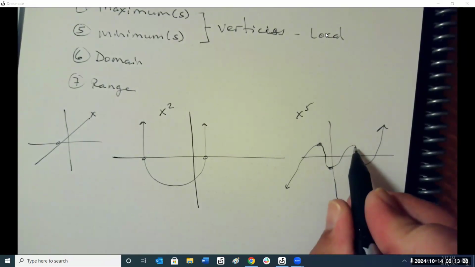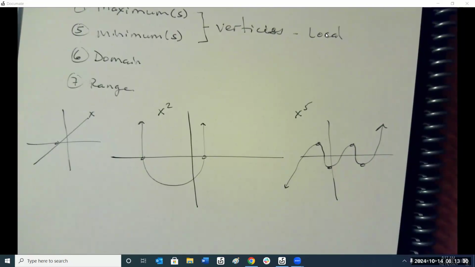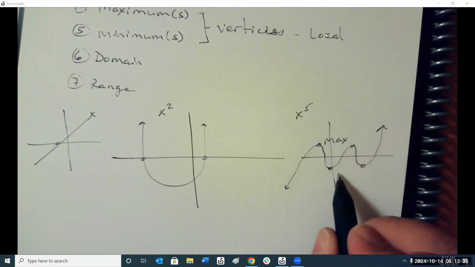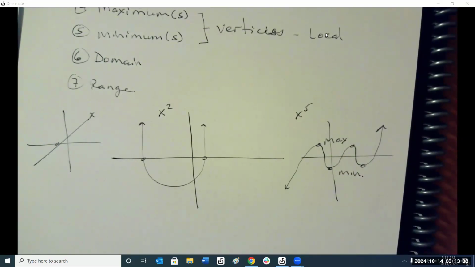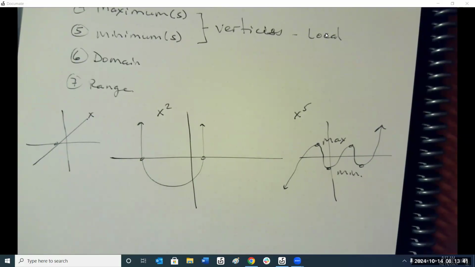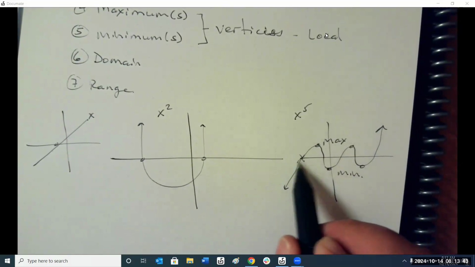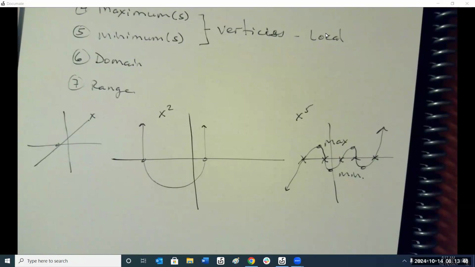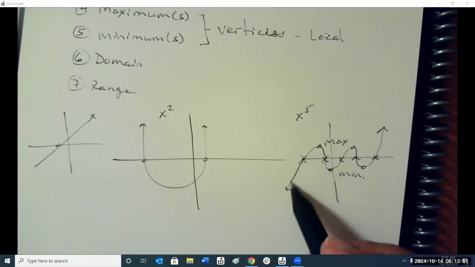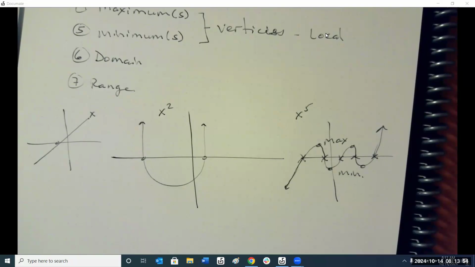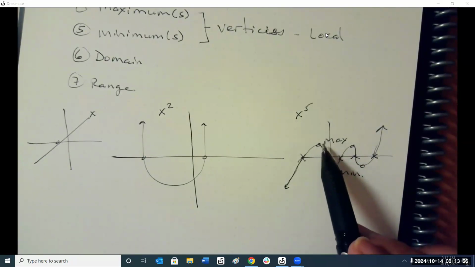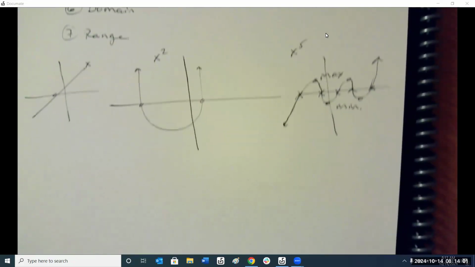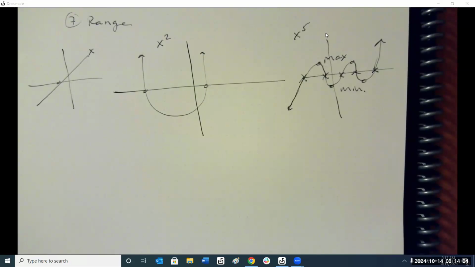These are the local maxima and local minima. But these are the maximums, and these are the minimums. And once we find the x-intercepts, these guys, we'll be able to tell what's happening at both ends of it, and then whether we're going to have a maximum or minimum between each of those points.